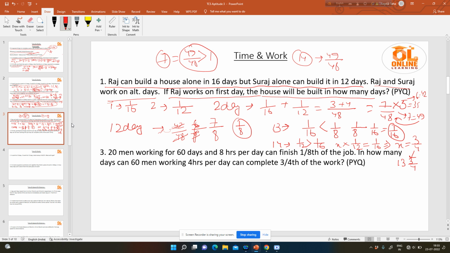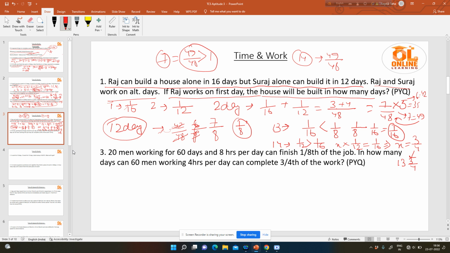If I again repeat, first Raj works, his 1 day work is 1 by 16. Okay, then Suraj works, his 1 day work is 1 by 12. So their 2-day work will be equal to 7 by 48. Now we have to find a value that would be less than 48. Okay, so if we multiply with 6, we are getting 42. If we multiply with 7, we will be getting 49. That would be greater than 48. So we will multiply with 6. We are multiplying it with 6 means we are getting 12-day work, right? So 12-day work is 42 by 48 or 7 by 8.